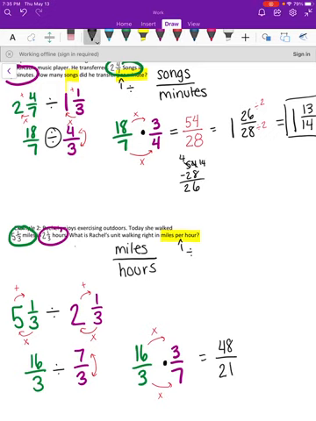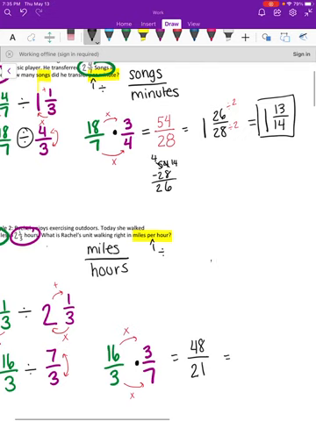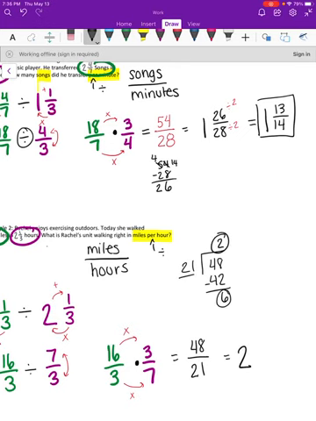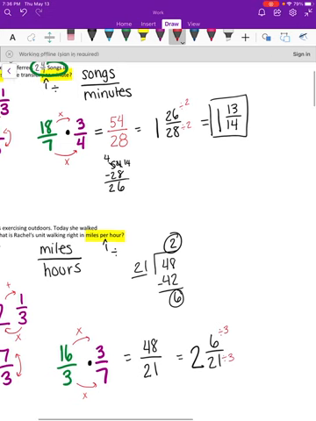So how many 21s do we have in 48? So let's see, 48 divided by 21. There's actually 2 21s in 48. So that means we have 2 full numbers and then 6 out of 21 left over. We can actually simplify this a little more because 3 goes into 6 and 21. So now we have 2. 6 divided by 3 is 2. And 21 divided by 3 is 7.